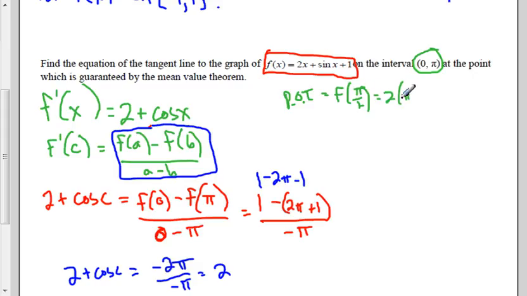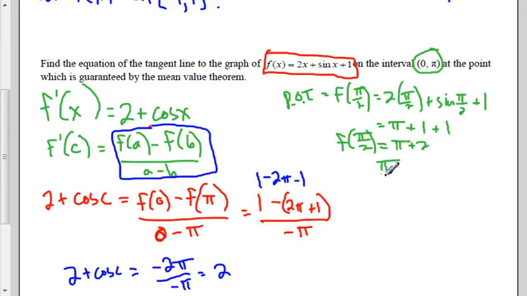So I'm going to get 2 times pi over 2 plus sine pi over 2 plus 1. 2 times pi over 2 is just pi. Sine of pi over 2 is going to be 1, plus 1. So it's going to be pi plus 2. So I now know my point of tangency: the x value is pi over 2, the y value is pi plus 2. So this is my point of tangency.